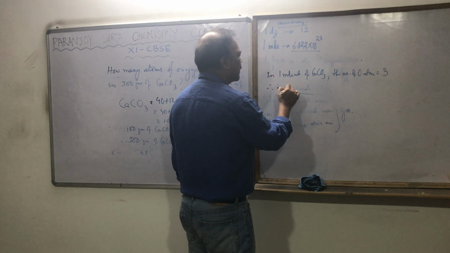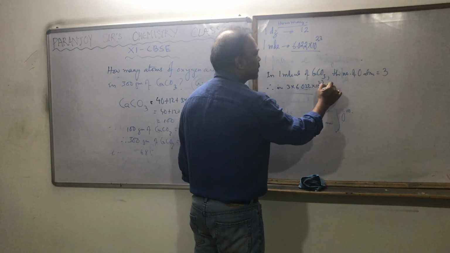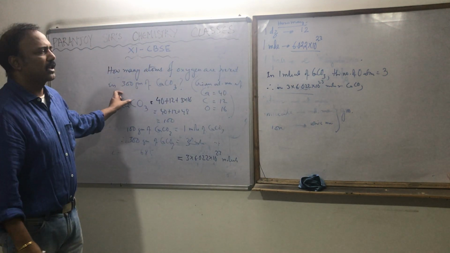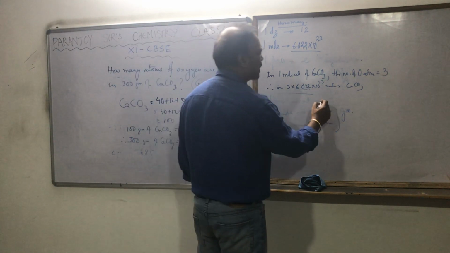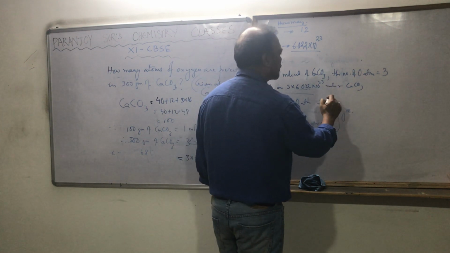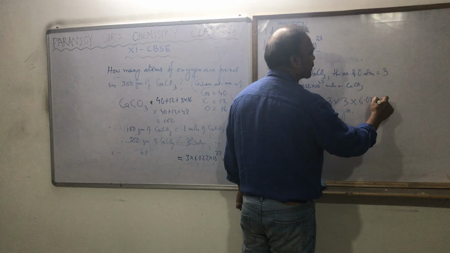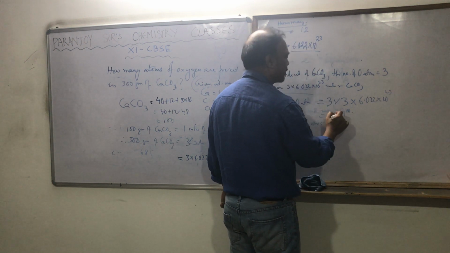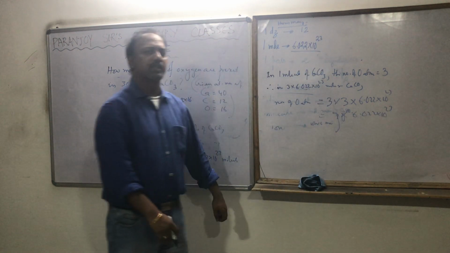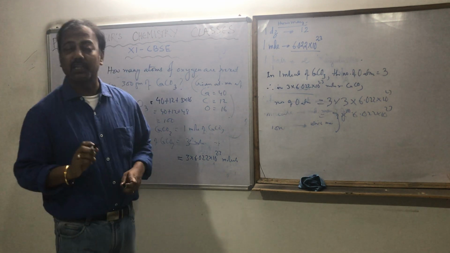So in 3 into 6.022 into 10 to the power 23 molecules of calcium carbonate, that much molecule is there in 300 gram. We had calculated this. How many oxygen atoms are there? Number of oxygen atoms equal to how much? 3 into 6.022 into 10 to the power 23, that is equal to 9 into 6.022 into 10 to the power 23, and you can very easily calculate that, and you can say that sir, this many molecules are there. So hope the mole concept is clear.